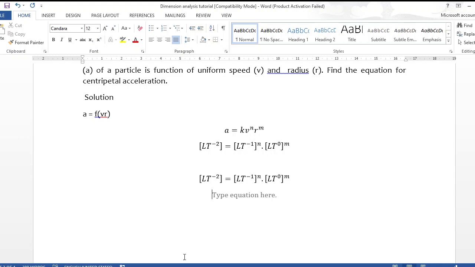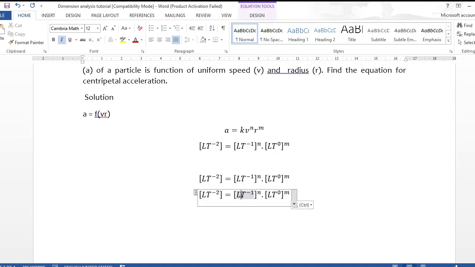Okay, so now when you evaluate this, you have L in the power of 1. So if you multiply 1 by n, what you get will be L to the power n. Remember the rule: when a power is raised to another power, you multiply the powers. Similarly here, you have -1. When -1 is multiplied by n, you have -n.